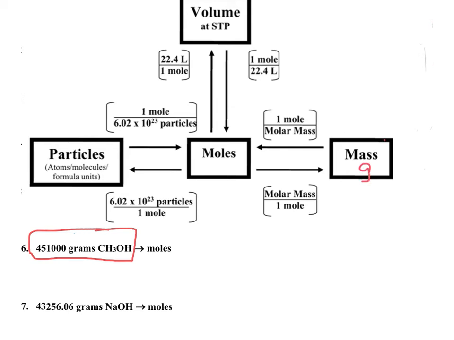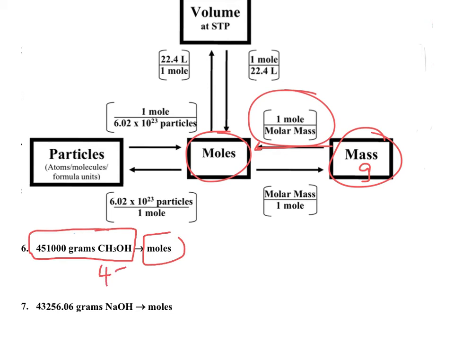Remember, mass is grams, so we're starting at mass island, and we want to convert to mole island. So we're going to take that top bridge over to mole island, which means we're going to use our mole map on the top for the conversion factor. Let's start out by writing what we're given. 451,000 grams of methanol, we are now going to draw the line and a multiplication problem.